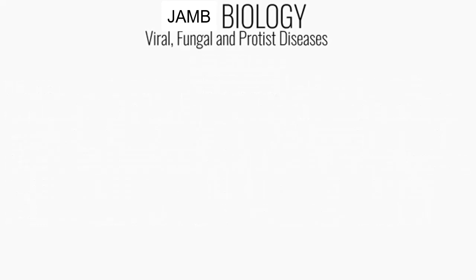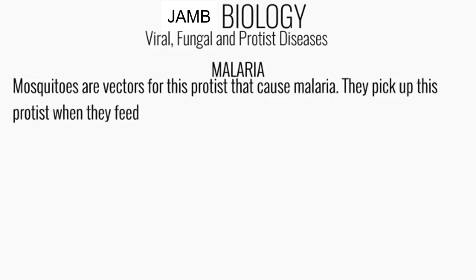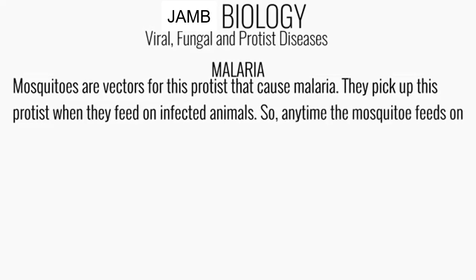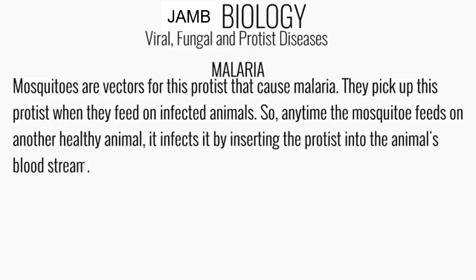And then we also need to know about one disease caused by protists. And as you can rightly guess, that is malaria. Mosquitoes are vectors for these protists that cause malaria. They pick up these protists when they feed on infected animals. So anytime the mosquito feeds on another healthy animal, it infects it by inserting the protist into the animal's bloodstream.